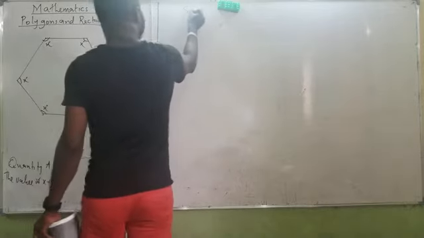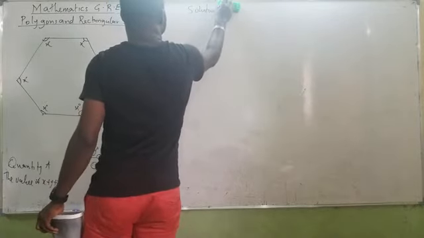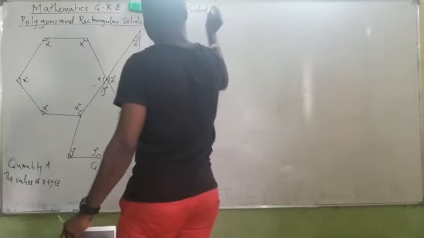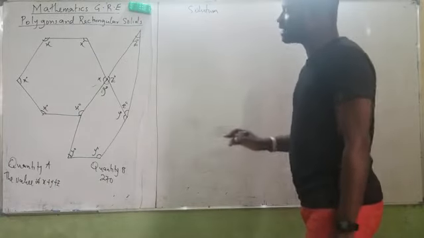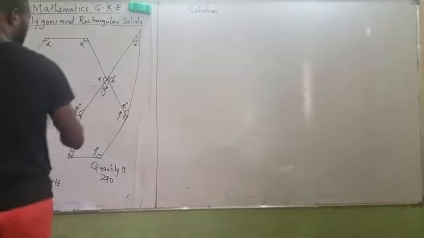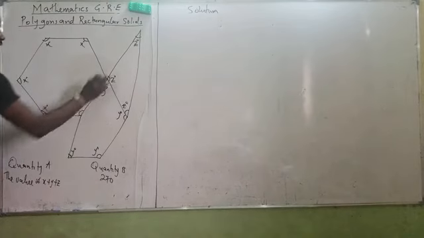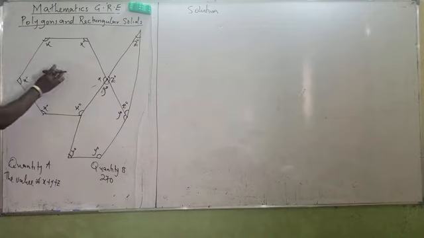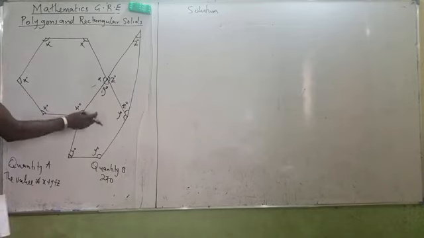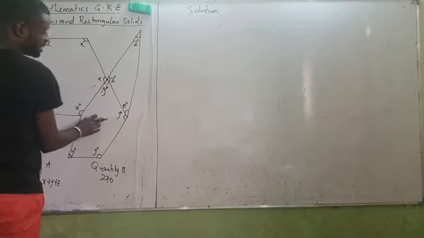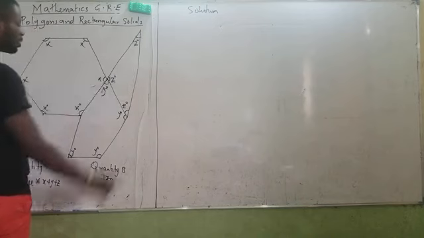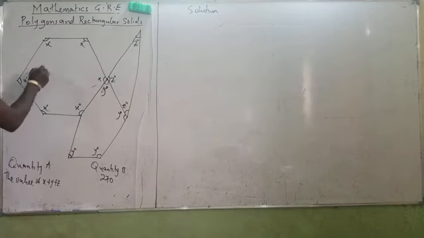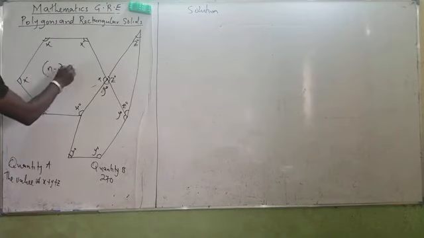Now how do I solve this problem? Let's solve this together. The first thing I need to do: we have three shapes here, 1, 2, 3, and they are all polygons. What do you know about polygons? This is 1, 2, 3, 4, 5, 6, a hexagon. This is a parallelogram or rectangle. And this is a triangle.